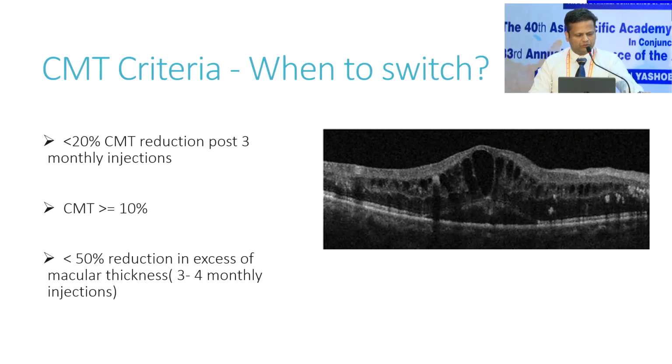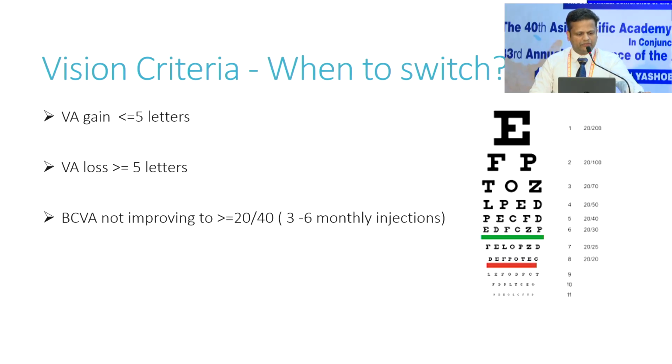That was the time to switch. Central macular thickness reduction of less than 10%, it was time to switch, or less than 50%, half of the reduction in excess macular thickness, 3 to 4 months even after 3 to 4 monthly injections, it was time to switch. Coming to the visual criteria, some studies said that visual gain of less than or equal to 5 letters, it was time to switch.